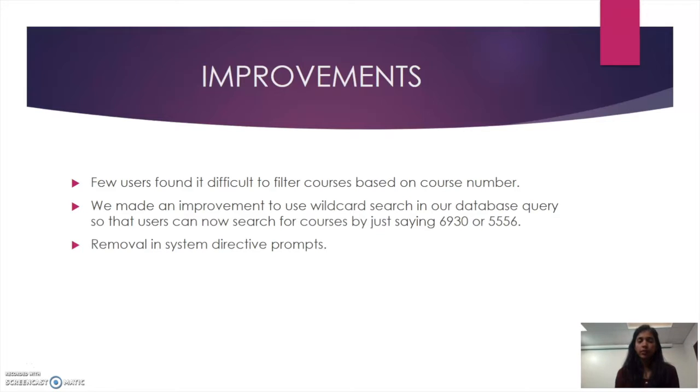After the round robin evaluation and system testing, we found a few limitations in our system and we tried to improve those and we were successful in improving. The first was that few users found it difficult to filter courses based on the course number because they couldn't include the CIS-CEN part of the course number. So we made an improvement to use wildcard search in our database query so that users can now search for courses by just saying the number, that is 6930 or 5556.